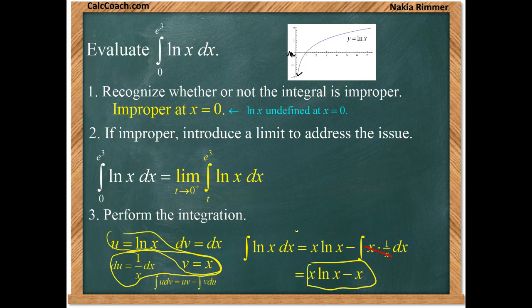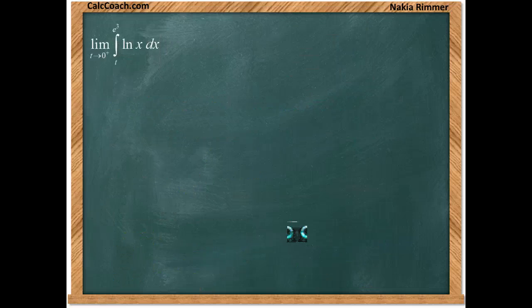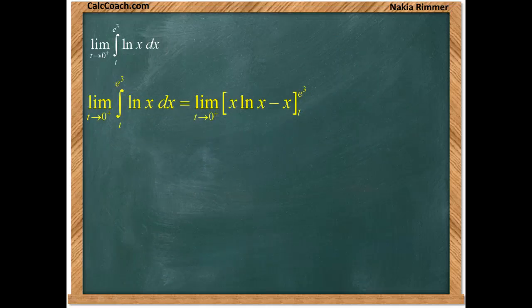So we've overcome the hurdle of integration. Now let's go back into our problem, use the fundamental theorem of calculus, and then take a closer look at what's going to happen with the limit. So we know that the antiderivative is x log x minus x. We have to use the upper limit of e cubed, plug that in, the lower limit of t, plug that in, and we have to allow t to approach 0 from the right-hand side.